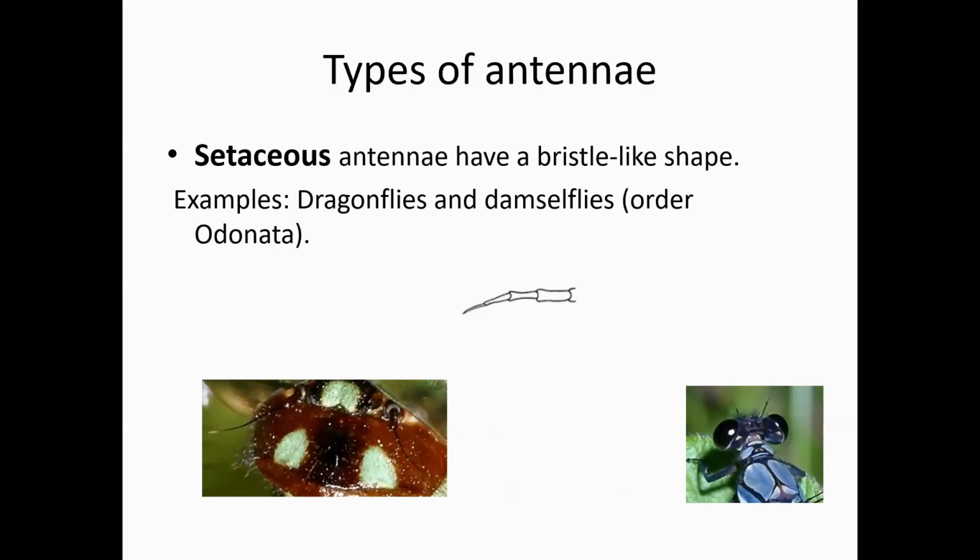And setaceous type, antennae have a bristle-like shape. The dragonflies and damselflies possess this kind of antennae, setaceous type of antennae.